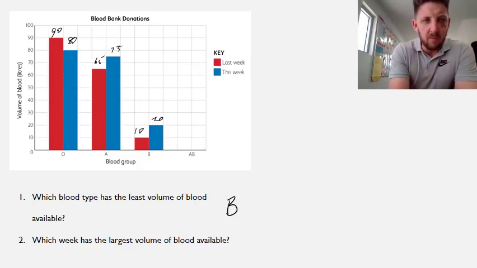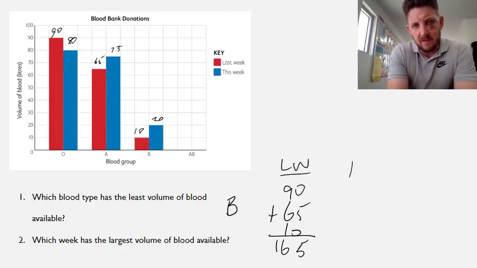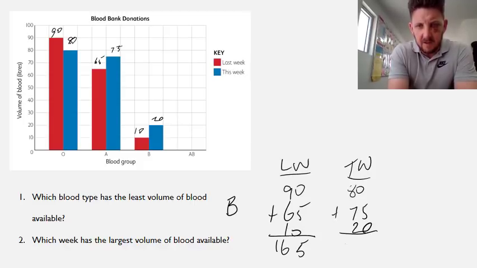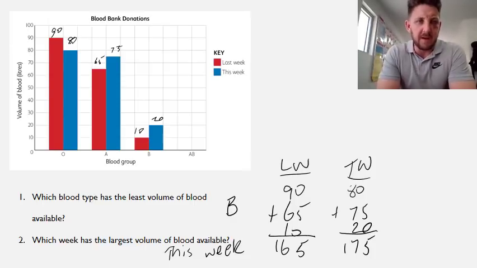The second one says which week had the most. So if we do last week, we'll call it LW, we have 90, 65, and 10. Now if I add those together, that equals 165. This week I have 80, 75, and 20. Let's add those together. That equals 175. So I know that this week had the largest volume of blood donated.